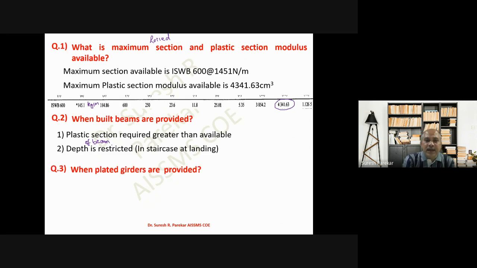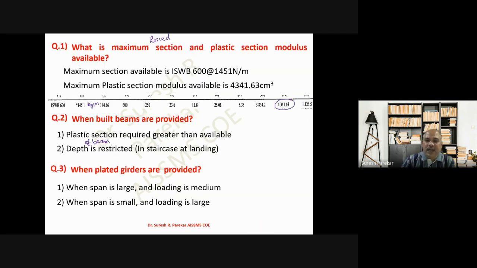I can mention specially that depth of beam is restricted, and in that case also we are going for built-up beams. Then when are plate girders provided? When span is large and loading is medium, or when span is small and load is large, ultimately we can say when the bending moment is very large. So bending moment is large, so we have to go for plate girder.